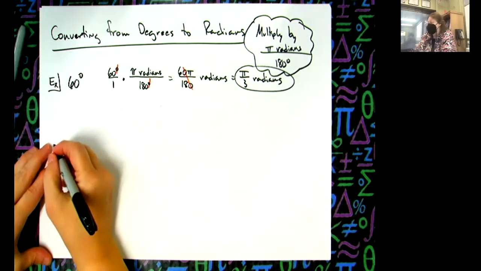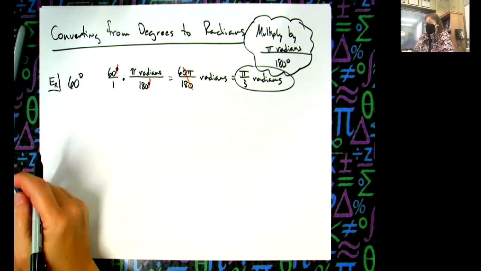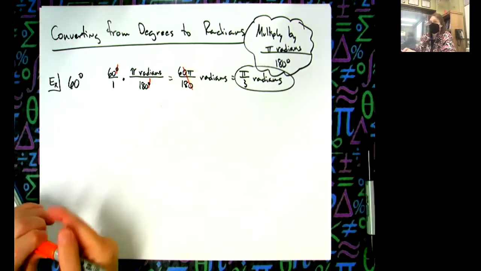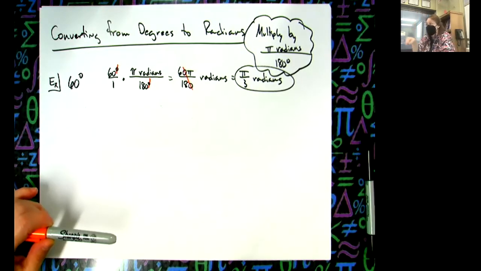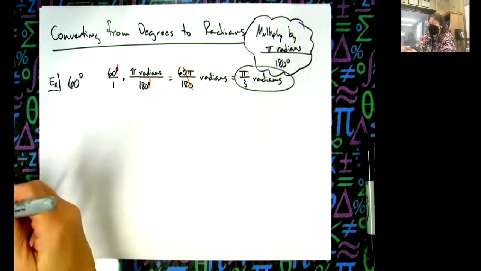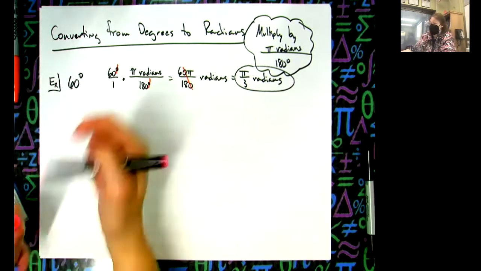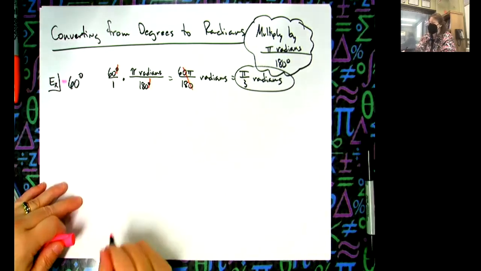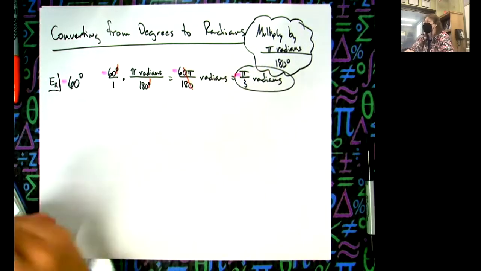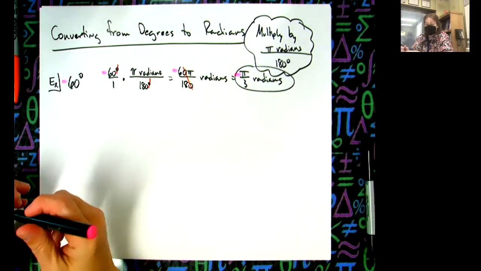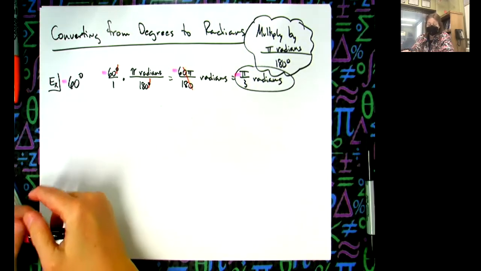If there's a negative, you don't do anything different, because we can have negative measures if we go clockwise around the circle. If that had been negative 60 degrees, I would have had a negative there, and a negative there, and a negative there. There's no difference if there is a negative.